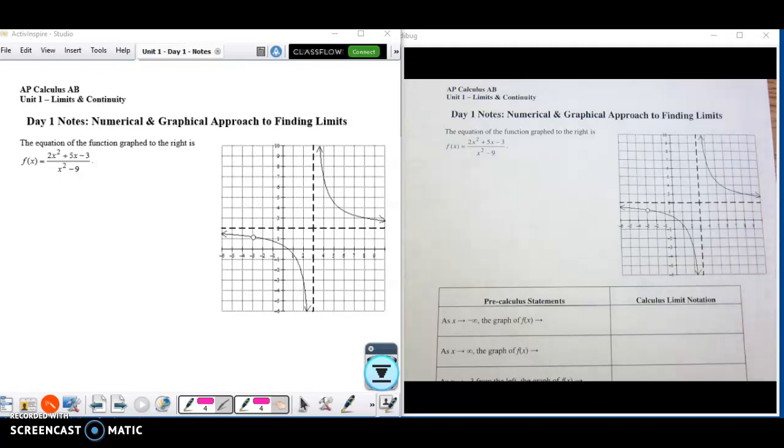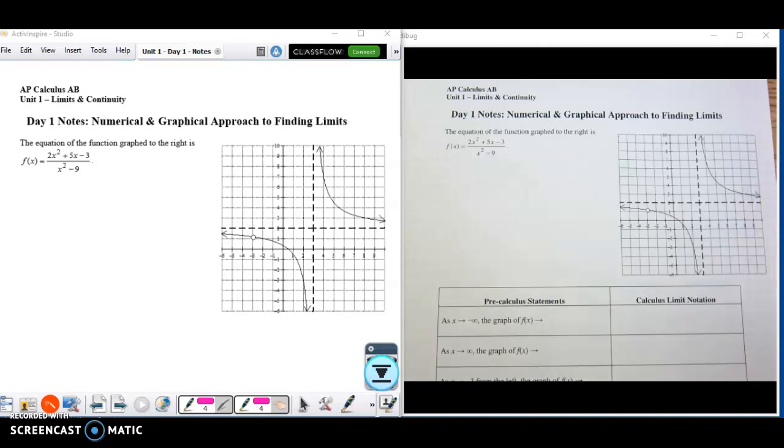So we're going to be starting Unit 1 today. This unit's going to be talking about limits. So you did see a little bit of this in pre-calculus, but everything you did in pre-calculus will be reviewed. So we're just going to kind of start from scratch here. So we're going to be talking about limits today. Today we're going to be looking at the graphical approach and from a table how you can find limits.